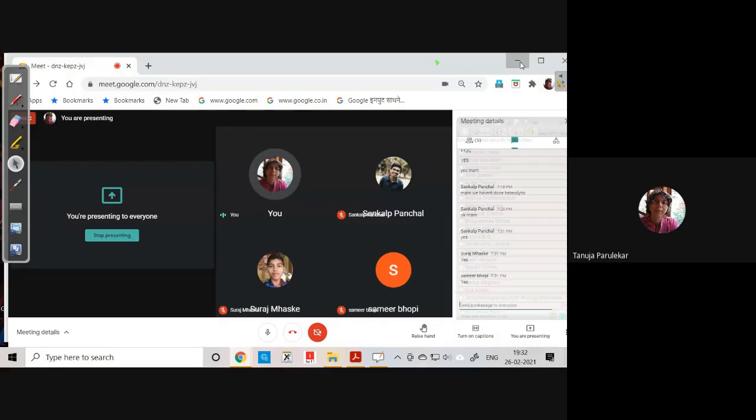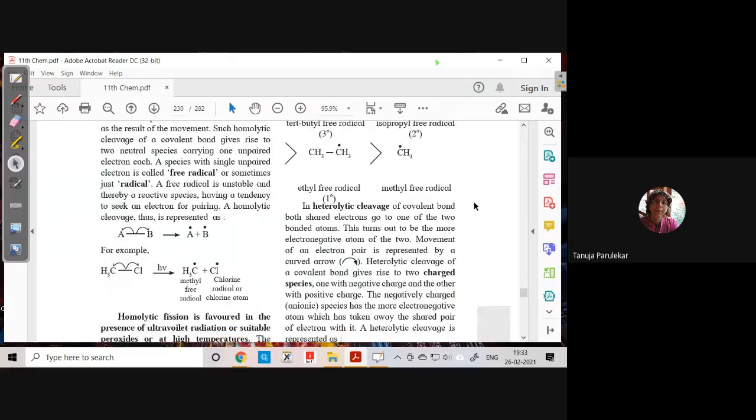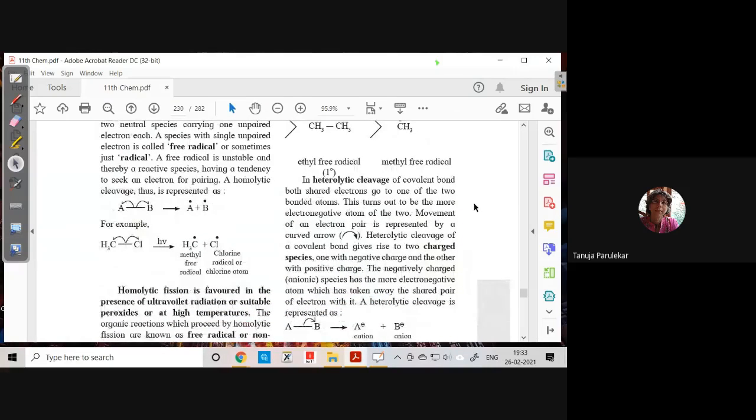Now let us go to our next part, heterolytic cleavage. In heterolytic cleavage, the shared electrons of a covalent bond go to one of the two bonded atoms. Like here, how we did was we split them equally, so the bond was cut into two so that each one gets one electron. Now in this case, whichever is the more electronegative element, the electron pair goes to that. Now I'm using the term pair, not single electron.